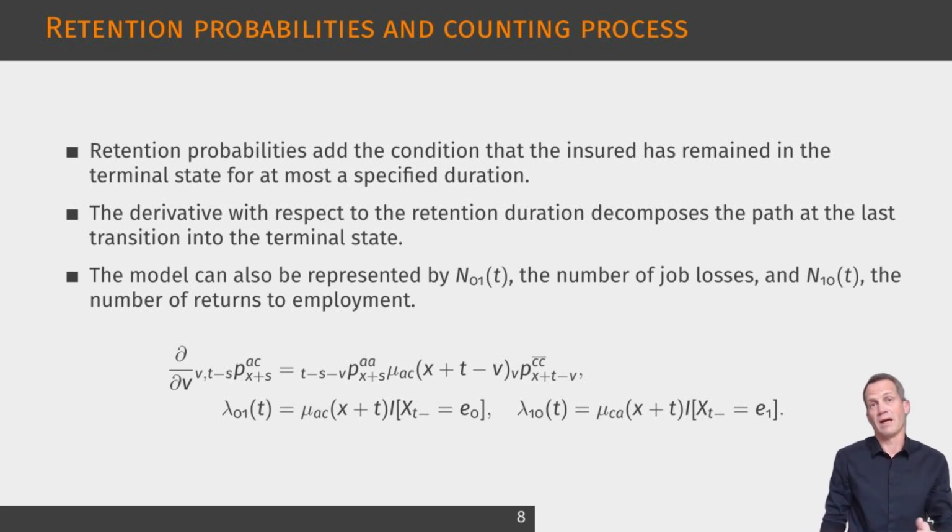The second part of the slide gives the counting process representation. The process can be described by two counters, one for job losses and one for returns to employment. Their stochastic intensities are obtained by multiplying the relevant transition rate by the indicator that the insured is currently exposed to that transition. A job loss can occur only if the insured is employed just before the date, while re-employment can occur only if the insured is unemployed. This representation leads to a Doob-Meyer decomposition with martingale innovations, which separates predictable transition accumulation from random timing.